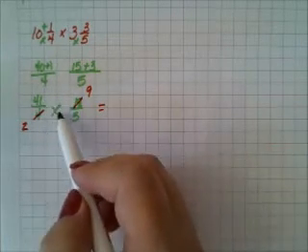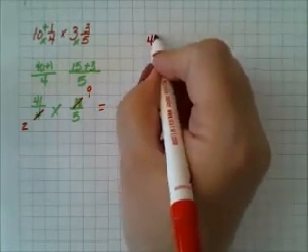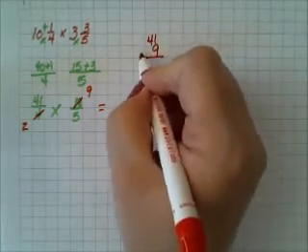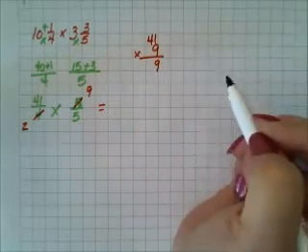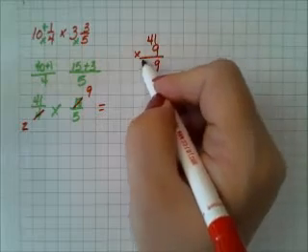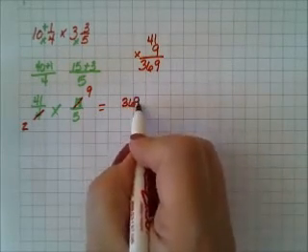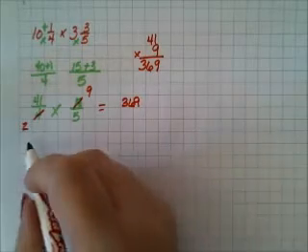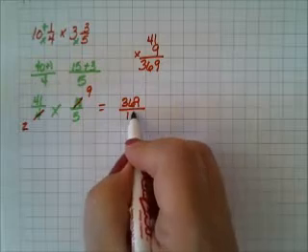We multiply 41 times 9. We're going to have to do that up here because that's a little bit big. So 41 times 9. 9 times 1 is 9. 9 times 4 is 36. So that is 369. And 2 times 5 is 10.